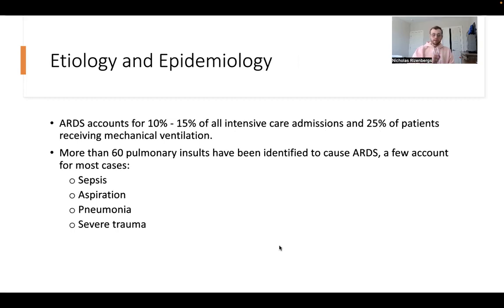So etiology and epidemiology. ARDS accounts for 10% to 15% of all intensive care admissions and 25% of patients receiving mechanical ventilation. That's pretty big numbers. Thinking about all the things people come in with, that is a pretty substantial amount. More than 60 pulmonary insults have been identified to cause ARDS. A few account for most of the cases, and those are sepsis, aspiration, pneumonia, and severe trauma.